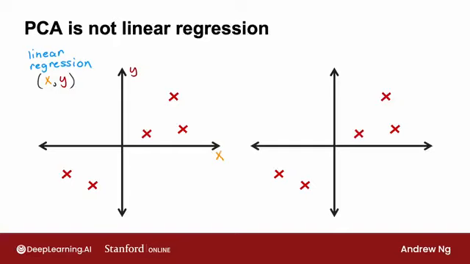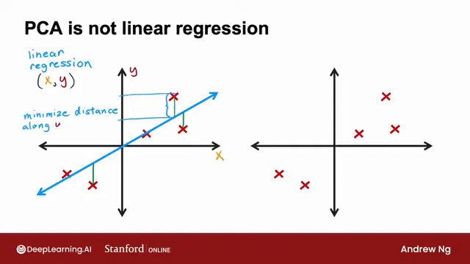And with linear regression, you're trying to fit a straight line so that the predicted value is as close as possible to the ground truth label Y. So in other words, you're trying to minimize the length of these little line segments, which are in the vertical direction. They just align with the Y-axis.